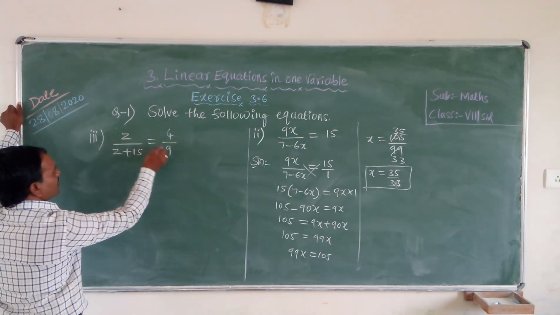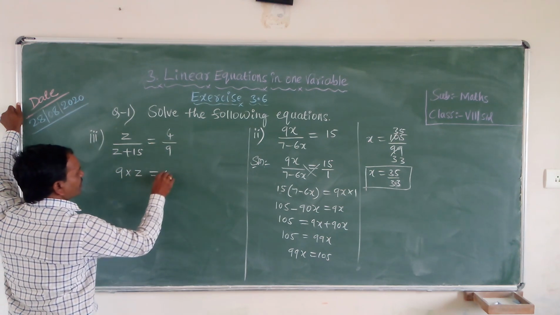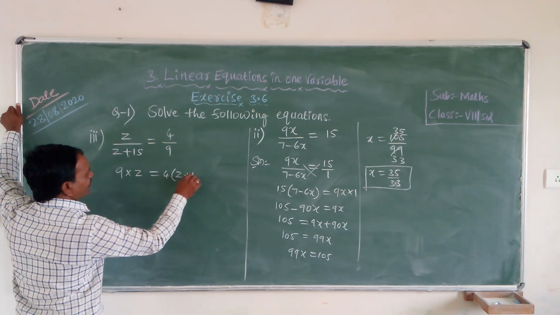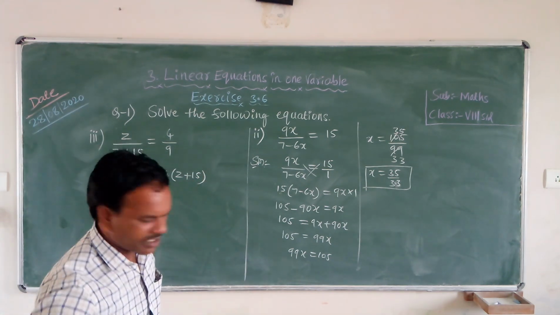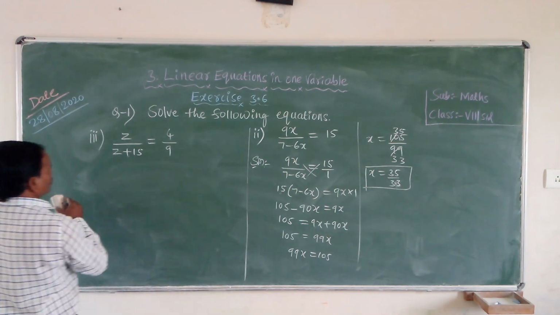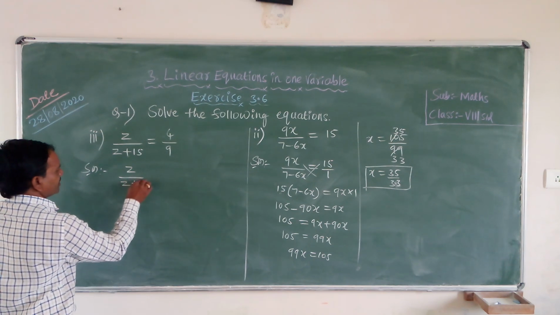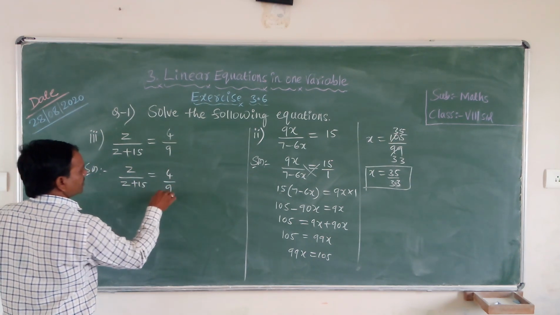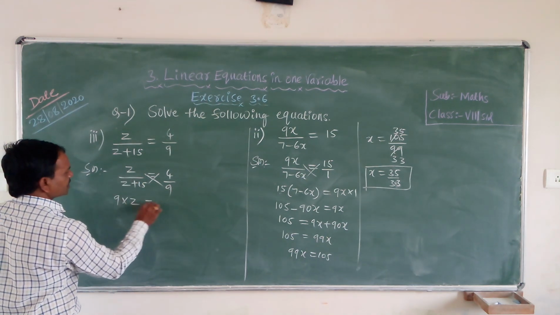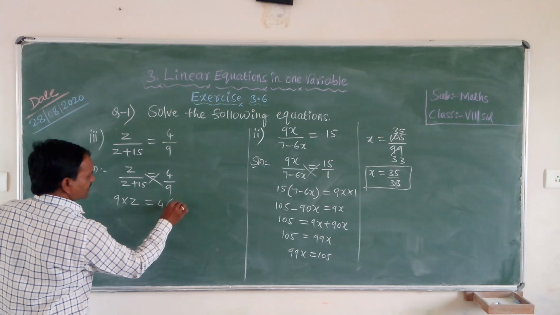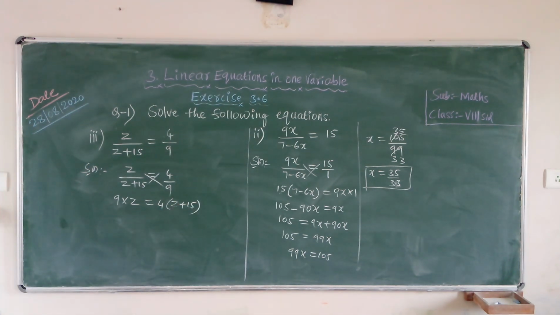This and this, what do you multiply? 9 into z is equal to 4 into the bracket z plus 15. One step you have to take here downside. First, z divided by z plus 15 is equal to 4 by 9. Now we have to do cross multiplication: 9 into z is equal to 4 into the bracket z plus 15. So how to do this here, simplify this.